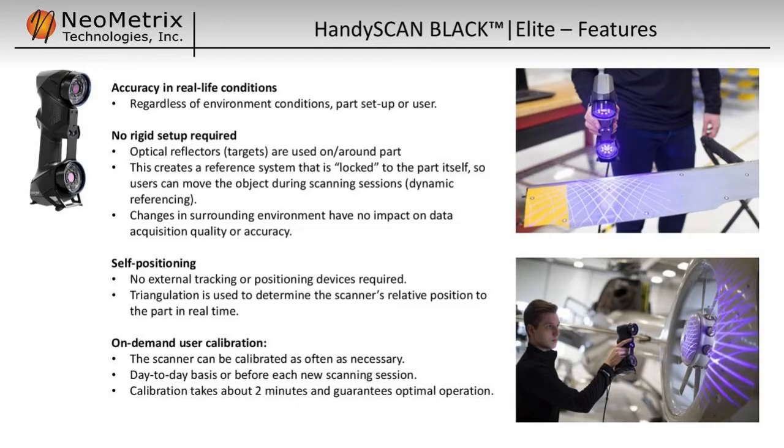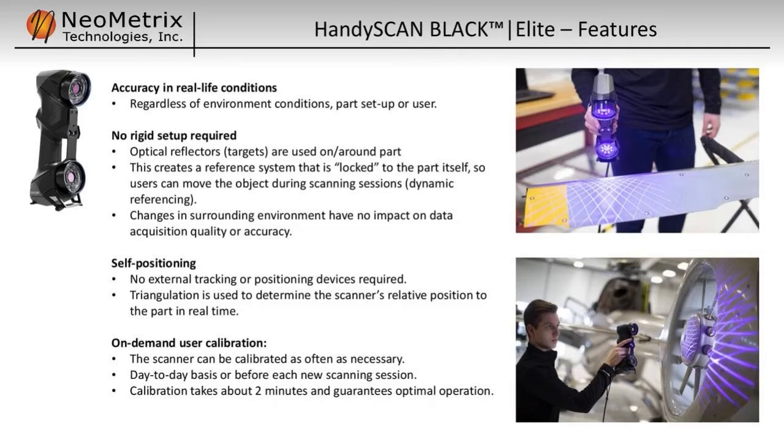These pretty much you can apply to both the HandySCAN and the GoSCAN. So, accuracy in real life conditions. We're not just certifying this in a CMM or metrology environment. We can take this out onto the shop floor and get repeatable dimensions. No rigid setup required, because we're either tracking targets on the part or the part geometry. We can negate, or severely minimize, the impact of vibration and movement of the part.